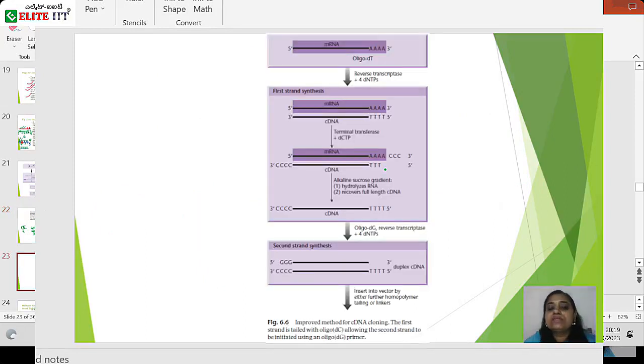Okay, now see here what is happening. Up to this, it is same to same. So mRNA, now single-stranded cDNA.